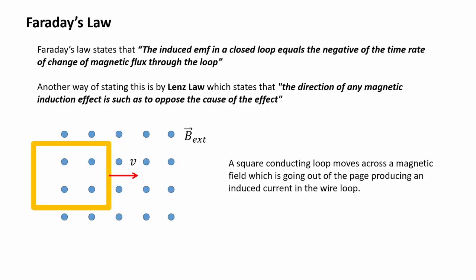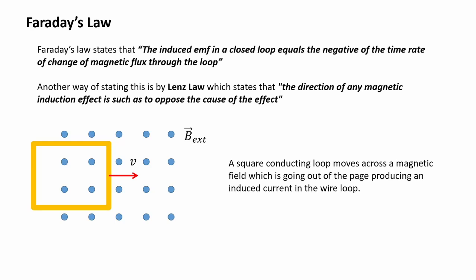Faraday's law states that the induced EMF in a closed loop equals the negative of the time rate of change of magnetic flux through the loop. The negative term indicates that it opposes the external magnetic field as a consequence of conservation of energy. Another way of stating this is by Lenz's law, which states that the direction of any magnetic induction effect is such as to oppose the cause of the effect.